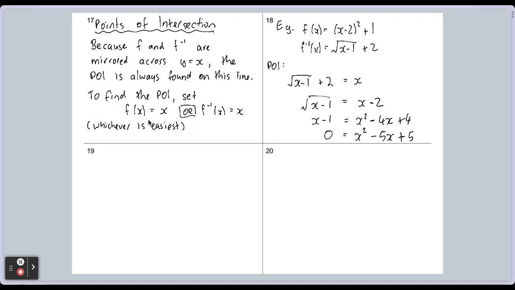So I can't easily factorize it. I can't easily complete the square. So I'm going to go straight to the quadratic formula. And the quadratic formula is basically, if you remember, I match up the a's, b's, and c's. So a is 1, b is minus 5, c is 5. And then away I go into the formula.